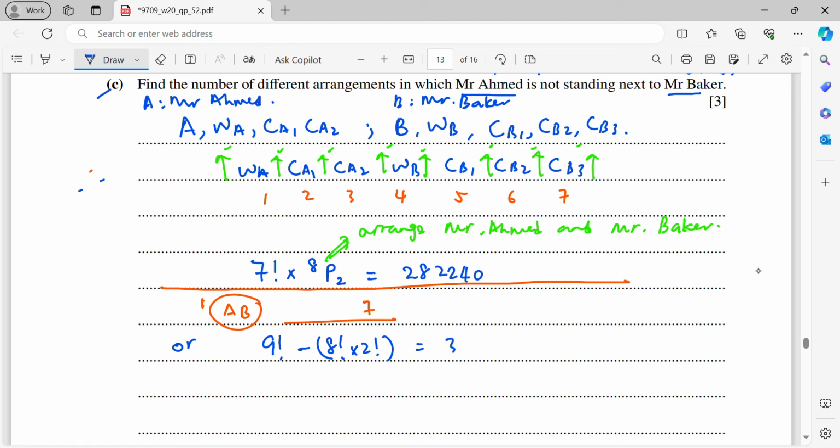Okay, so let's check whether you get the same answer or not. It will be 362880 minus 8 factorial times 2, which is 80640. Then here you will get 282240. Same answer. Okay, so you have 2 choices for the working.